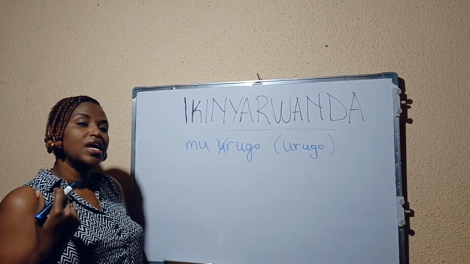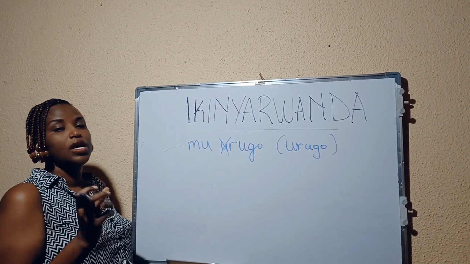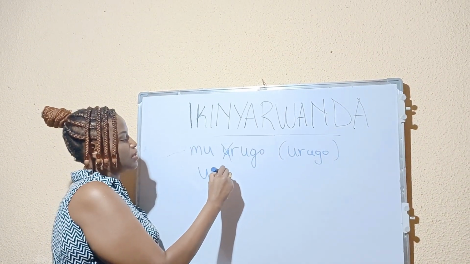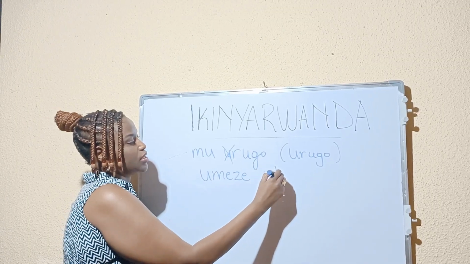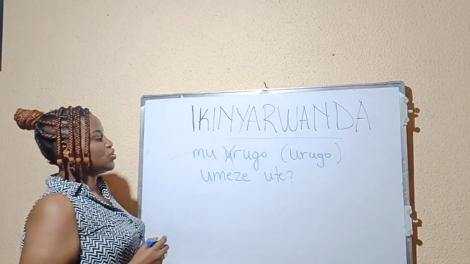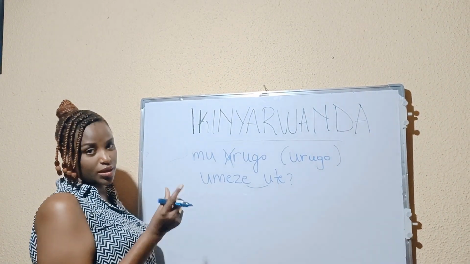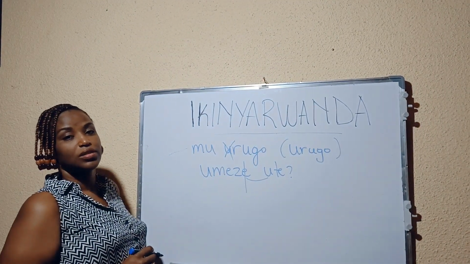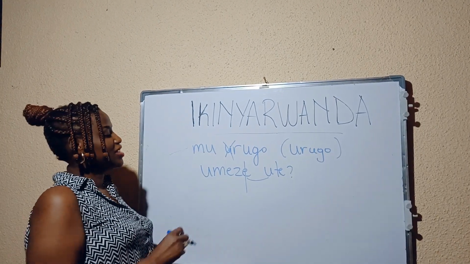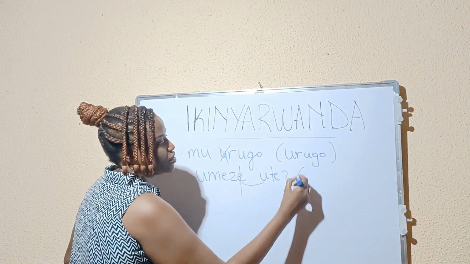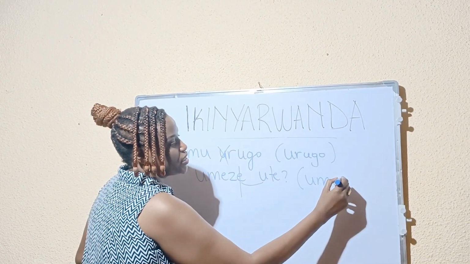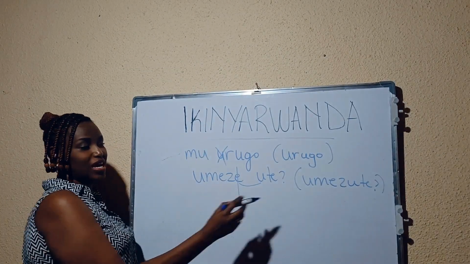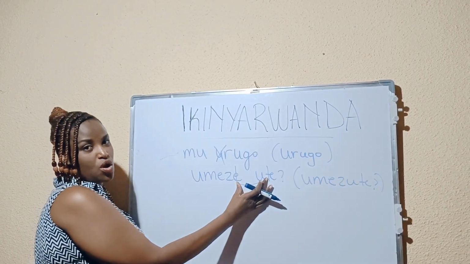In the previous lessons, I talked about how you can have two vowels and read one. Let me give you an example: Umeze ute. How are you? Umezute. So you have two vowels here. They came close to each other. Then this one is not pronounced. You write it, you don't pronounce it. And you read umezute. That's how it sounds, because you have to combine those two words.